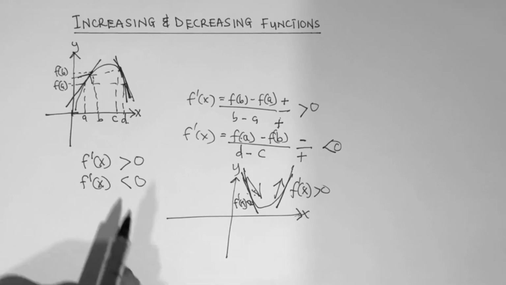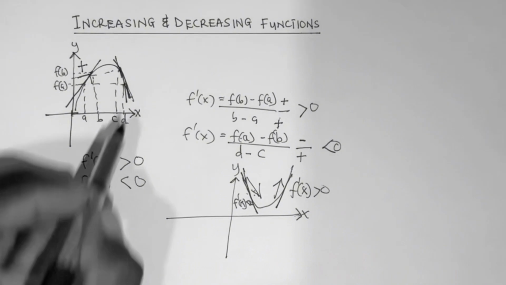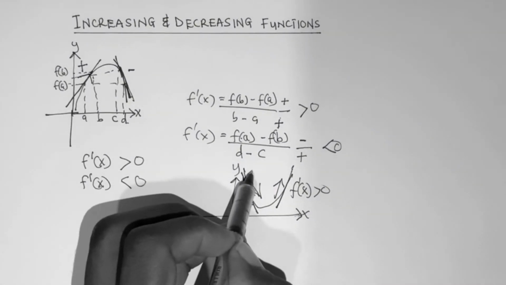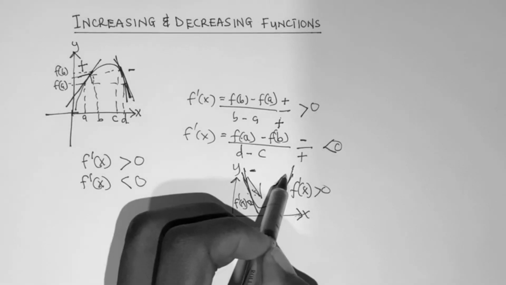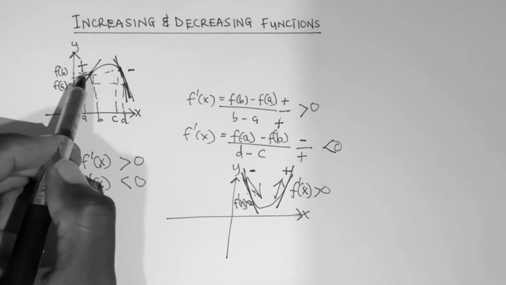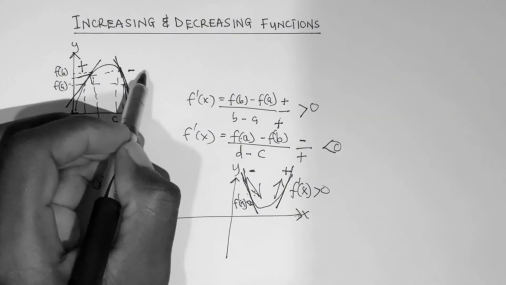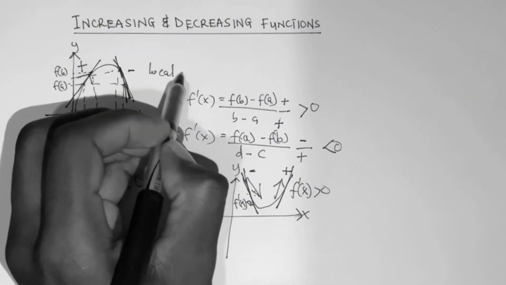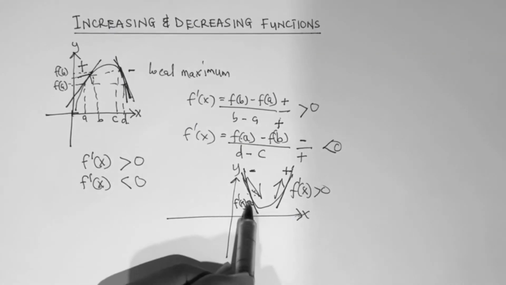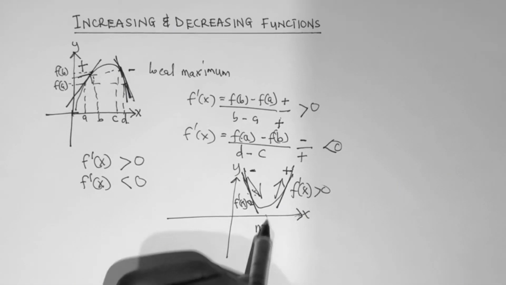Now anytime you see that here it is increasing, so the tangent is positive, and here it is decreasing, the tangent is negative. But here it is decreasing, the tangent is negative, and here it is increasing, the tangent is positive. So anytime the tangent changes from positive to negative, you have a local maximum. And anytime the tangent changes from negative to positive, then you have a local minimum.